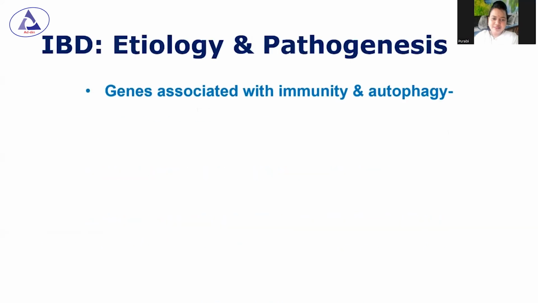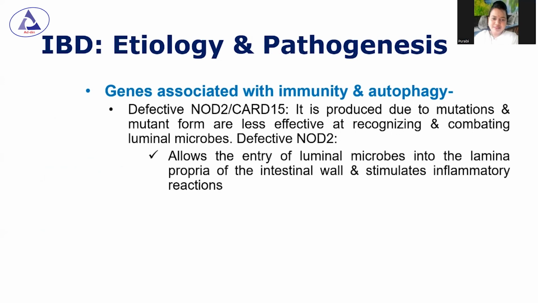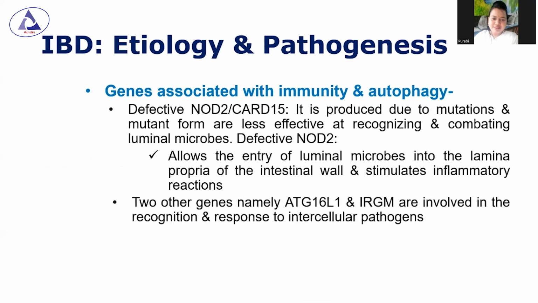Defective NOD2 or CARD15 genes are produced due to mutations, and the mutant forms are less effective at recognizing and combating luminal microbes. Defective NOD2 allows the entry of luminal microbes into the lamina propria of the intestinal wall and stimulates the inflammatory reaction. Two other genes, namely ATG16L1 and IRGM, are involved in the recognition and response to intracellular pathogens.